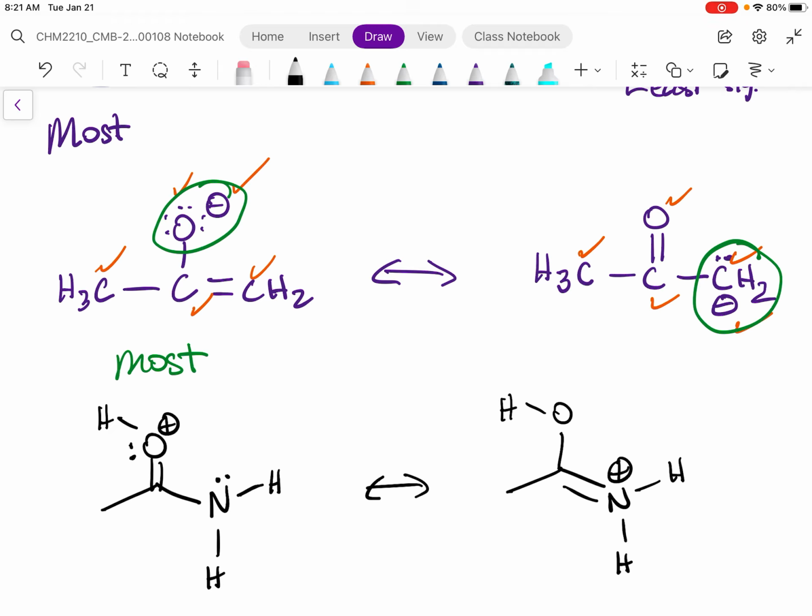Okay, so I'm giving you a shortcut. The question is, which one of these is the most significant? So we are going to have a tie for the first rule and a tie for the second rule. So we've already done that. Now it's rule 3. Let me read it again. All things being equal, a structure with a negative charge on the more electronegative element will be more significant.